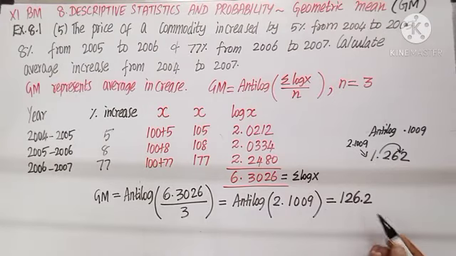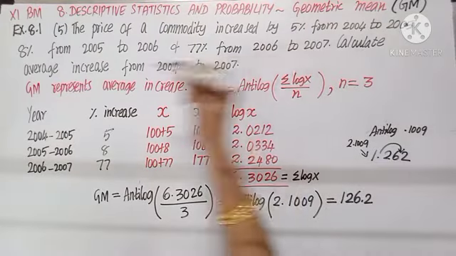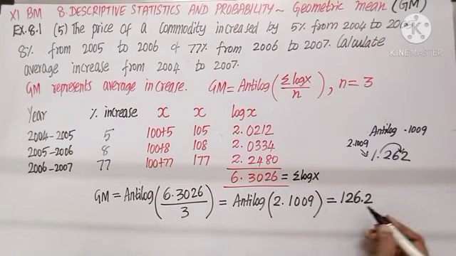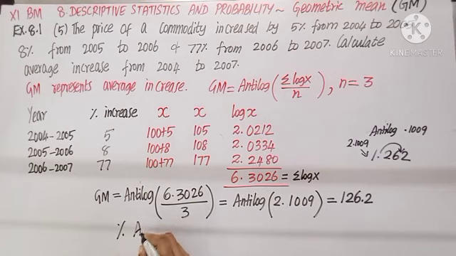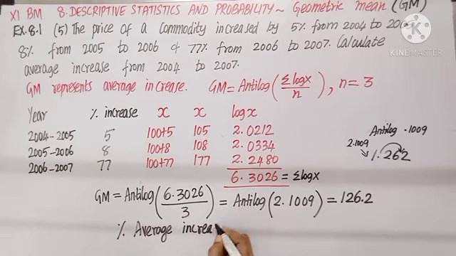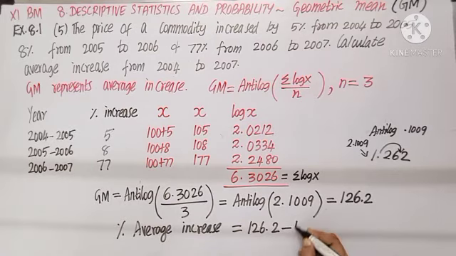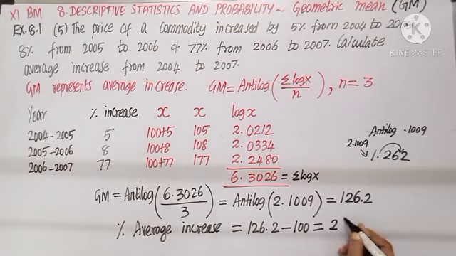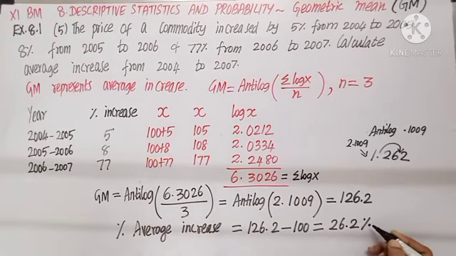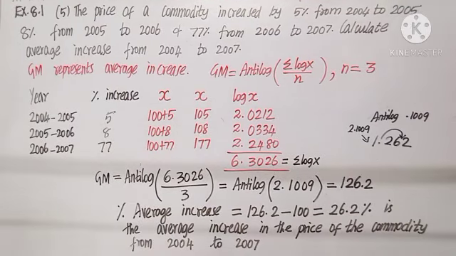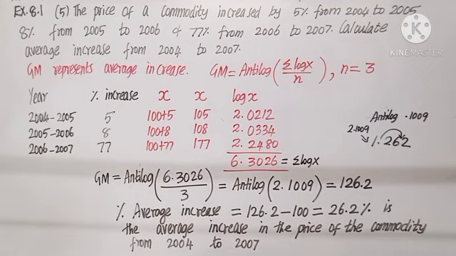Is my answer over? No. We need to write the average increase. So this is for 100. So what is the average percentage? I want to find out. What is the average increase in percentage? Subtract 100 from the given value. 126.2 minus 100 gives me 26.2 percentage is the average increase in the price of the commodity from 2004 to 2007.